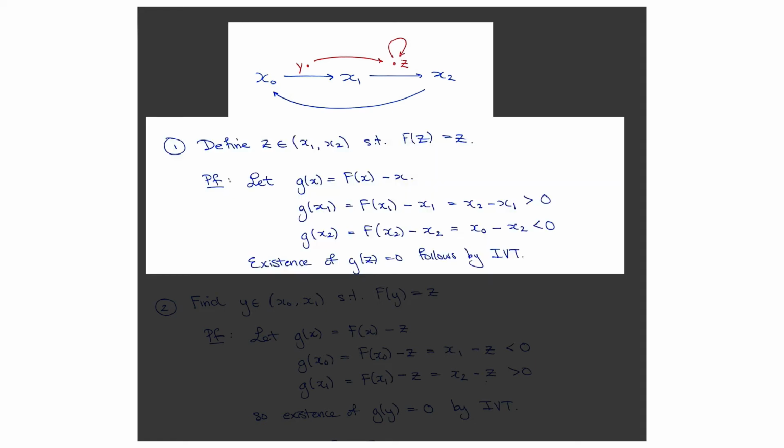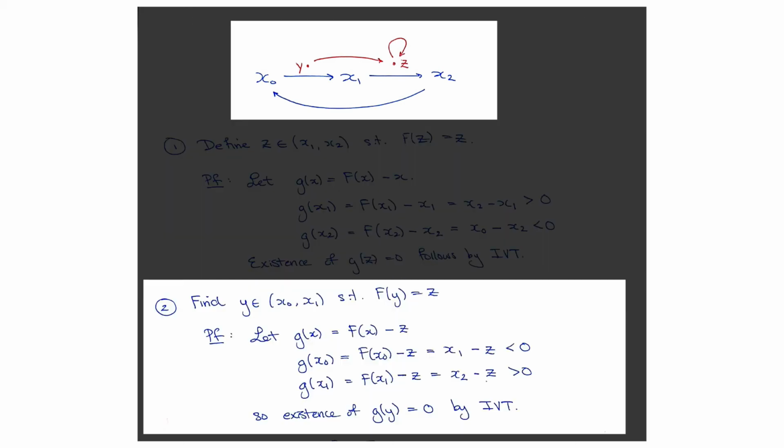First, the existence of z between points x1 and x2 is as follows. Define the function g, which is equal to f minus x. Notice that g at x1 is greater than 0, while g at x2 is less than 0. By the intermediate value theorem, you must travel through 0, and hence there exists such a z. Next, the existence of a y between points x0 and x1 is done in the same way, but you define your g to be f minus z. Again, by the intermediate value theorem, there exists a point where g is equal to 0.